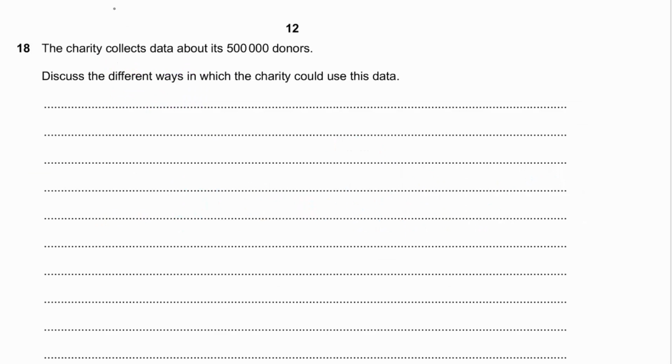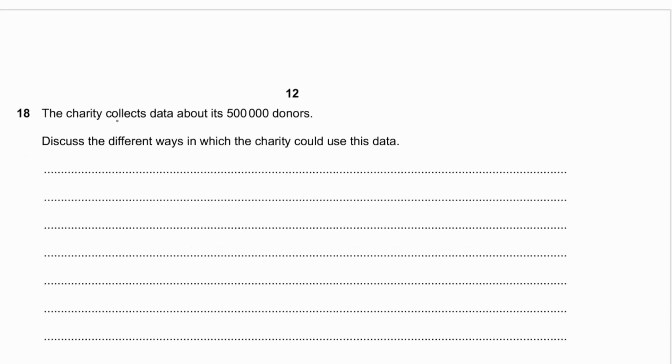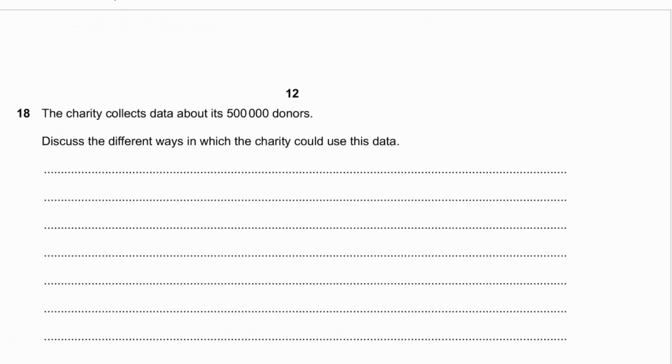For question 18, we have another long marker. This one is 10 marks, so about the longest question you can possibly get, really. I think these are often really daunting, but because they're not marked just by ticking off like we just showed, they are easier because as long as your answer is coherent, fits together well, refers to the context and makes enough points, it's relatively easy to get the top marks in this type of question. So for this particular question, we're told a charity collects data about its 500,000 donors. Discuss the different ways in which the charity could use this data.